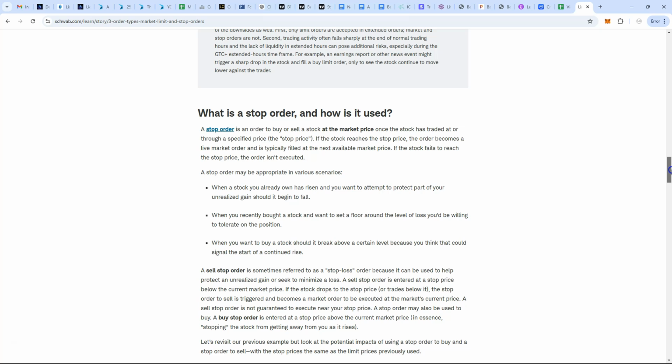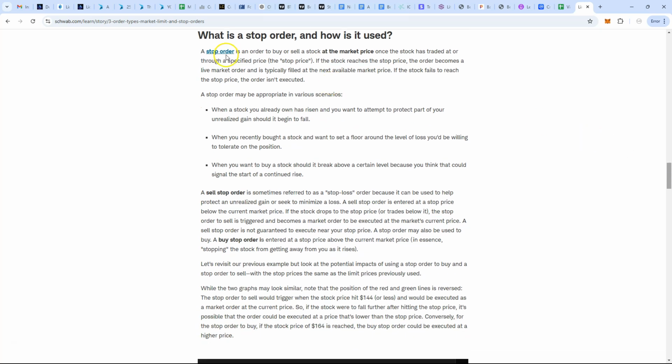Okay. Now, let's go and find out what a stop order is. What is a stop order and how is it used? The stop order is an order to buy or sell a stock at the market price once the stock has traded at or through a specific price. If the stock reaches the stop price, the order becomes a live market order and is typically filled at the next available market price. If the stock fails to reach the stop price, the order isn't executed.